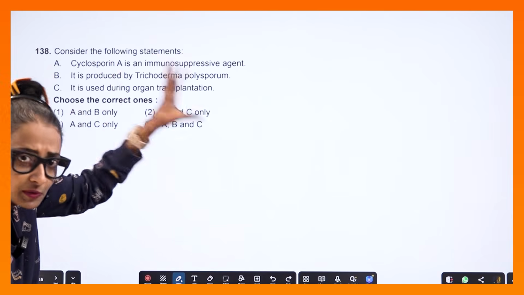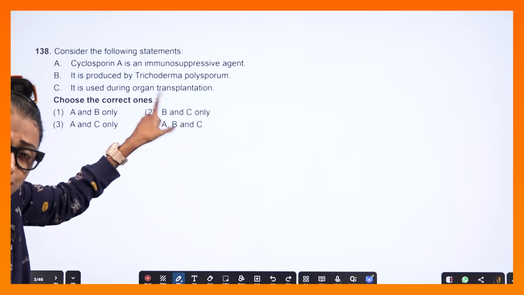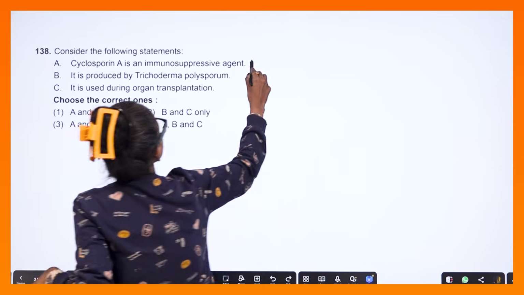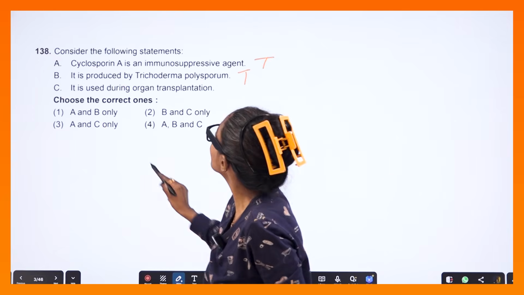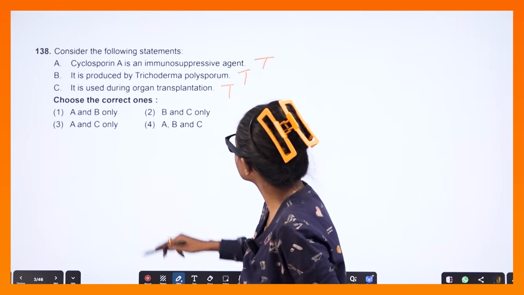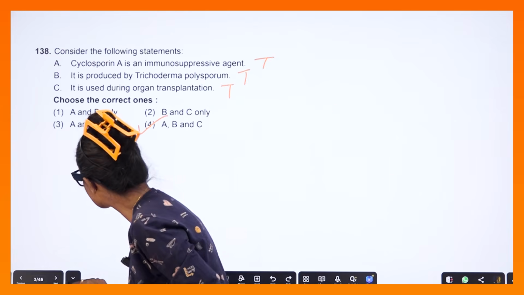Cyclosporin A is an immunosuppressive agent used during organ transplant. True, it is produced by Trichoderma polysporum, that's a fungus, and used in organ transplantation. So all A, B, C correct.